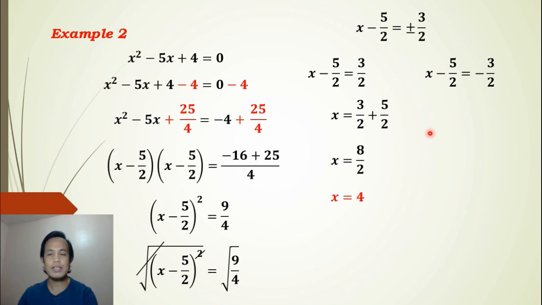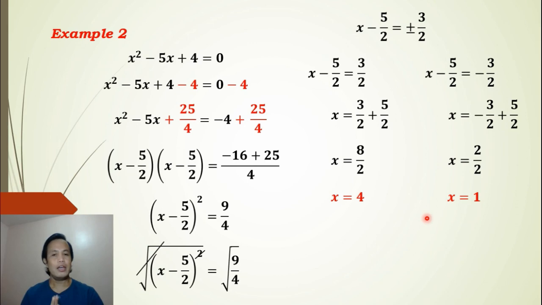Now let's proceed to the second value. The same process, we use the addition property of equality. So that's why what remains at this side of the equation shall be the x. Then we have the negative 3 over 2, then plus 5 over 2. We have the same denominator, so we copy the common denominator and we perform the operation in the numerator. So negative 3 plus 5 is positive 2, then positive 2 over 2 is positive 1. So therefore, the values are x equals 4 and x equals 1.